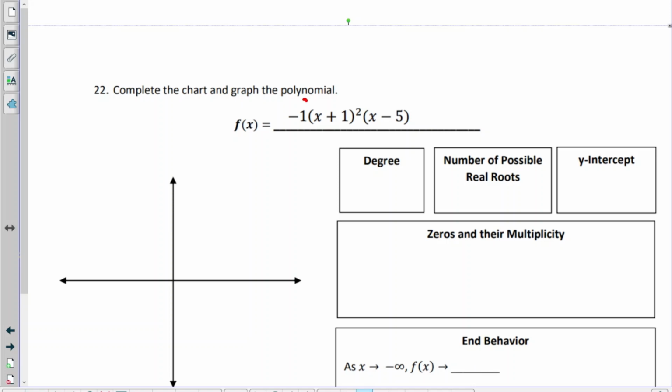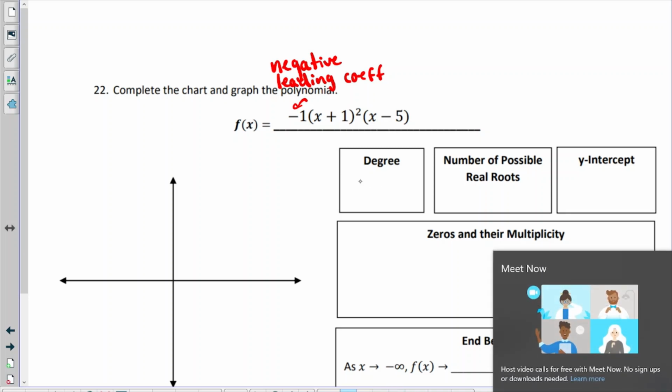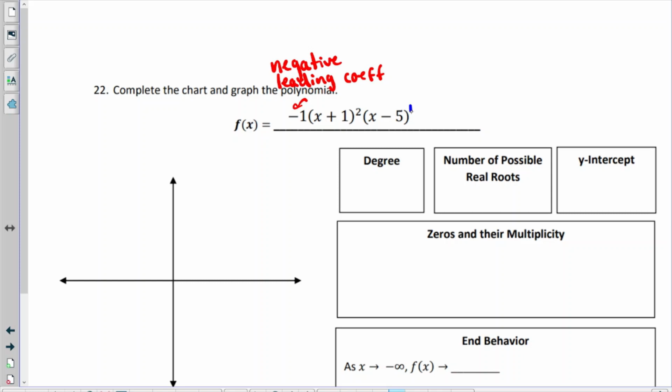So this time I can see that I have a negative leading coefficient, okay? So that's going to change what my graph looks like. But first, let's just talk about the degree. In this case, I'm just going to add up all my exponents because I'm in factored form. And so this 2 plus this 1, this one's kind of hidden, right? But anything by itself is just to the first power. So this is degree 3 because 2 plus 1 is 3. That means that there's 3 possible real roots. And the y-intercept we find by plugging in x equals 0.